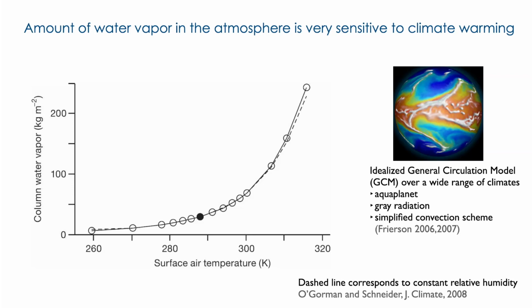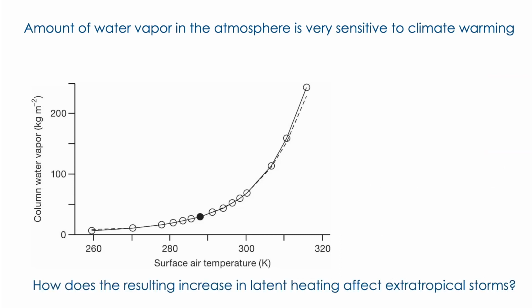And so really what's happening here is very simple. The temperature is going up, saturation vapor pressure is going up, and water vapor is going up in the atmosphere in a quasi-exponential fashion. And so the big question we'd like to address is, how does the resulting increase in latent heating as the climate warms affect extratropical storms?